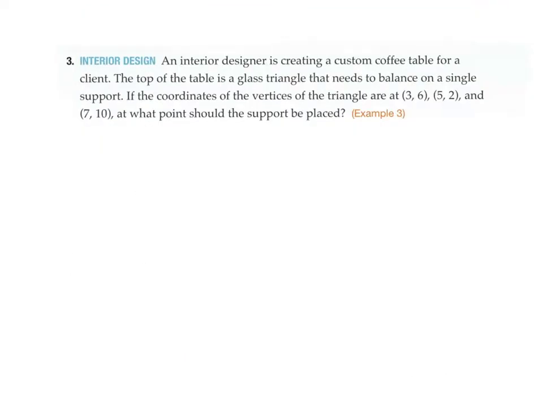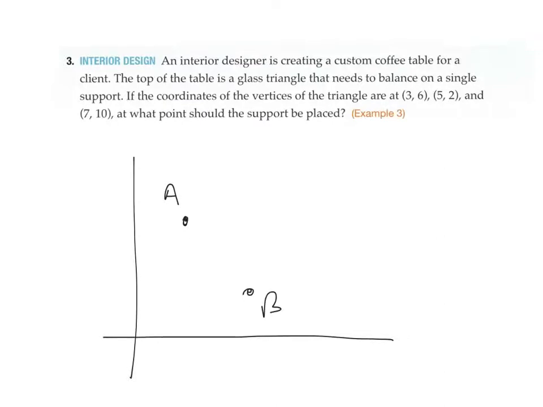Okay, so here is the sort of question where you get to find out where the point is. And if you notice, all three coordinates are in the first quadrant, so all we need to do is draw this section. So (3, 6) would approximately be here. Let's call that letter A. (5, 2) would be over here, and let's call that B. And (7, 10) will be over here. Let's call that C. Okay, we've got our triangle.